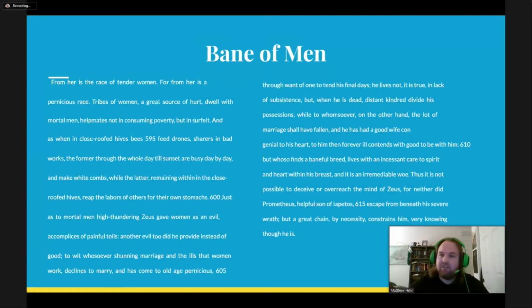Now, let's take a look at some small sections. So pernicious, if you don't know, means harming in a subtle or gradual way. Pandora and the tribe of women are meant to harm men and be a drain on men. A great source of hurt and helpmates not in consuming poverty, but in surfeit, consuming excess. And this goes along with the bee analogy that we see next.